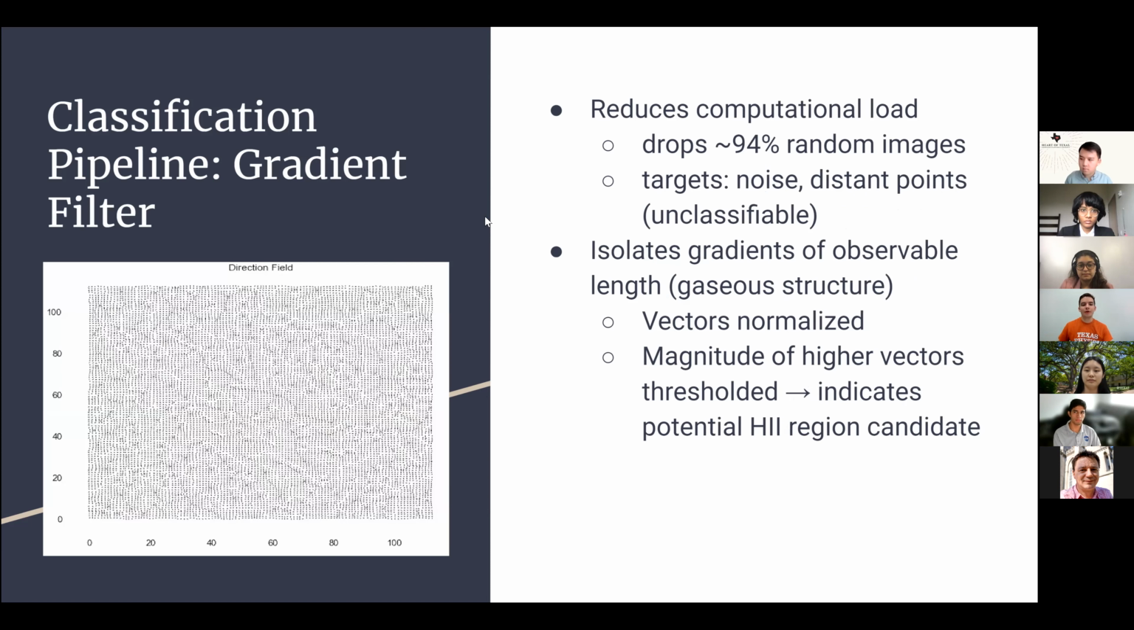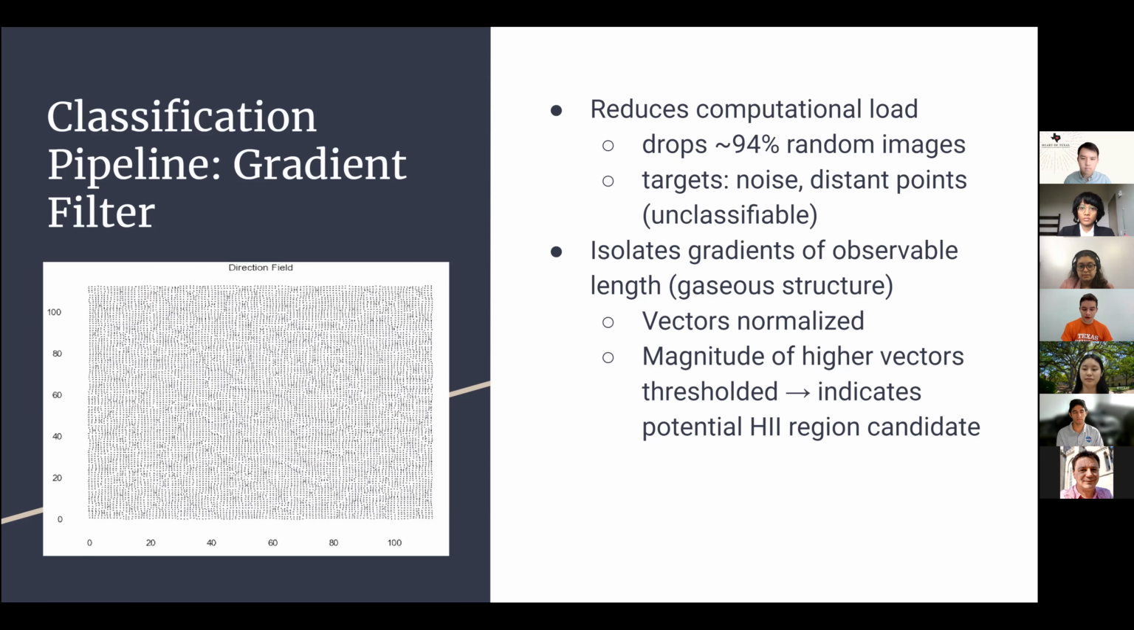So the first major part of the pipeline, which I just talked about, is the gradient filter. And the gradient filter is just a fast way of determining candidates for H2 regions. Its only objective is to reduce the computational load. And the filter works by creating a gradient map. So we have this image, that's the brightness per pixel from the UV-wise telescope that we're getting our data from.